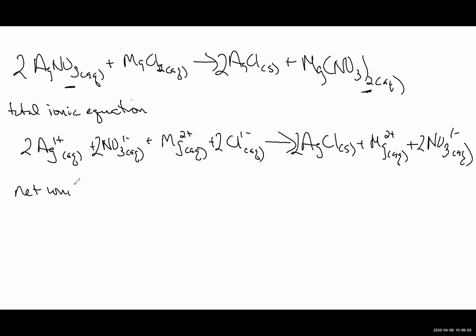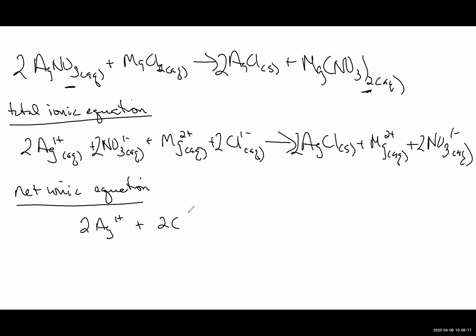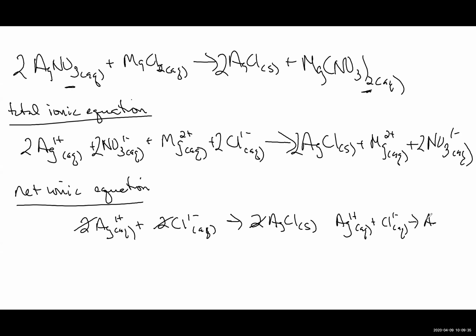To get to my net ionic equation, what I'm going to do is get rid of all the spectator ions. What things have changed and what things have not changed. So right now I have 2 silver ions reacting with 2 chloride ions. And I'm going to get out of that 2 silver chlorides. Now, because everything here is 2 to 2, they're going to actually leave them out and just write Ag plus Cl goes to AgCl solid.